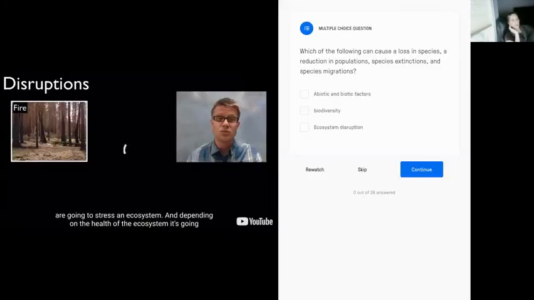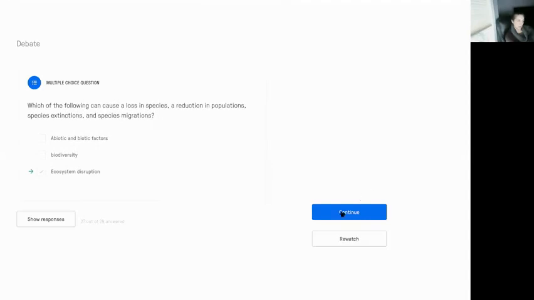All right, which of the following can cause a loss in species, a reduction in your population, species extinctions, and species migrations? So it's just doing some defining of terms and concepts. All right, I see 27 of 28 of you. We're going to continue. That was just defining what an ecosystem disruption is.